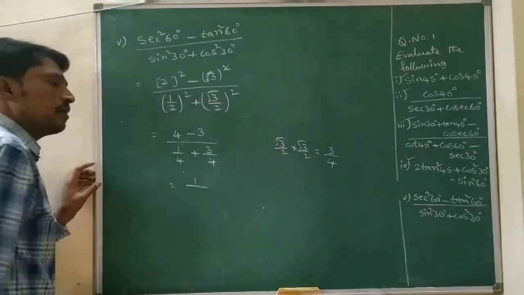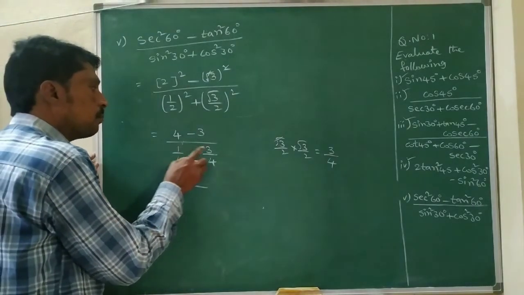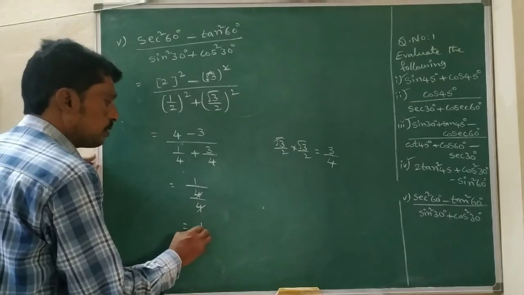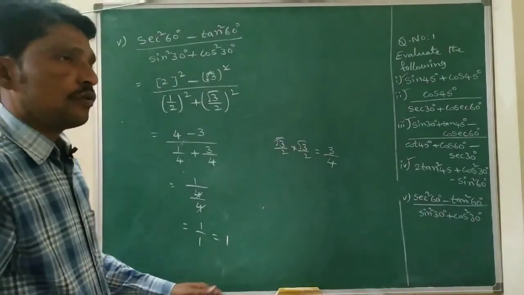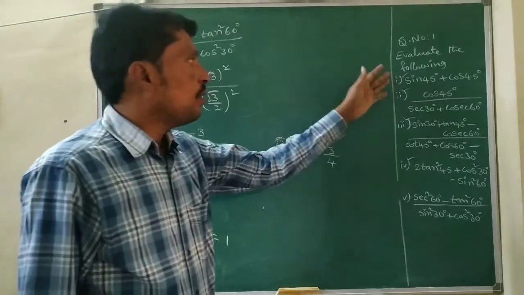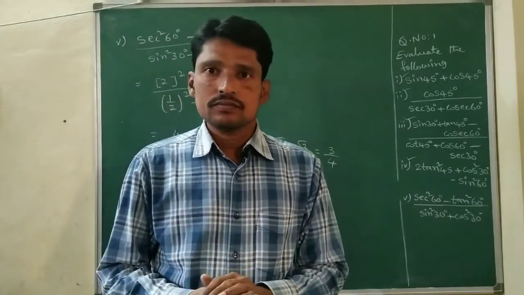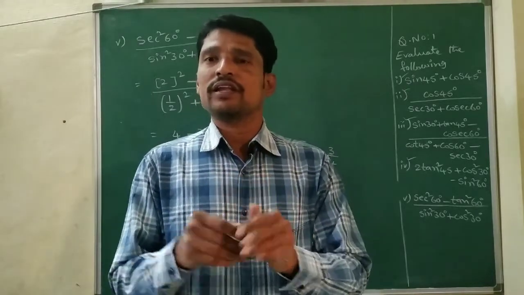By here denominators are equal, so add the numerators. 1 plus 3, that is 4 by 4. 4 1 there, 4 1 there. Means 1 by 1, that equals 1. So this value also we got it 1. So here 5 problems of first bit it is completed. We have seen how to solve the problems by using trigonometric values.